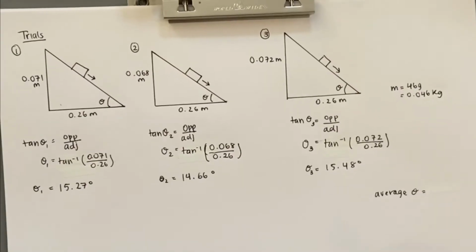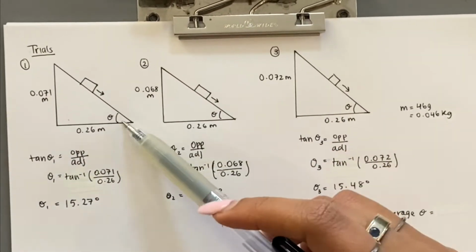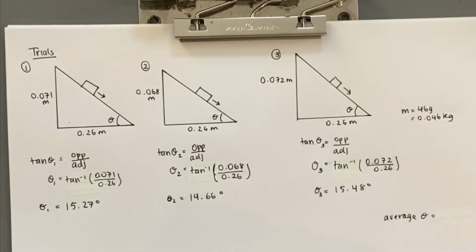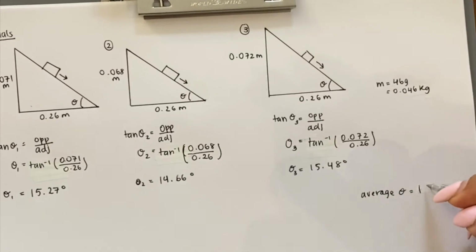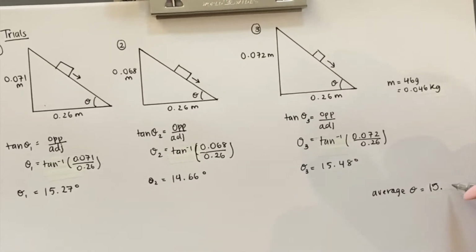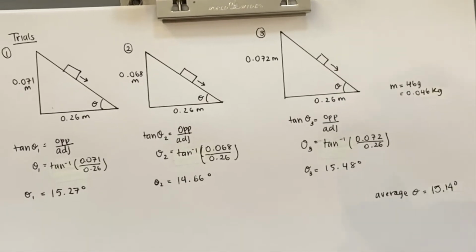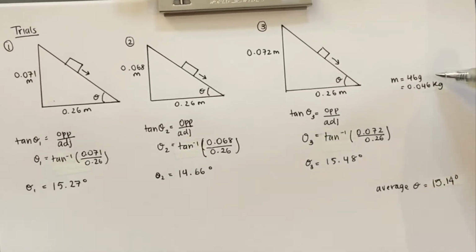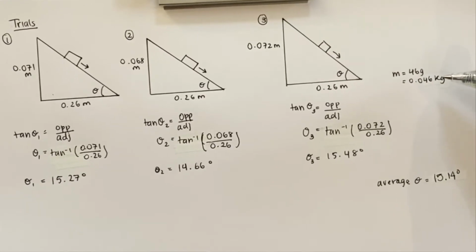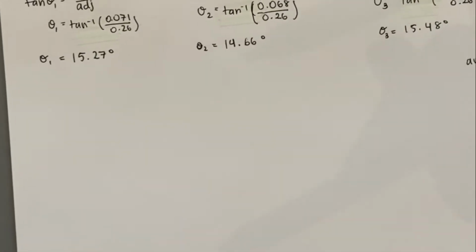From our trials, we found the opposite and adjacent lengths. Then we used the tan law to find the angle from each trial. Now we will find the average of these angles, which is 15.14 degrees. We are doing this so we have a more reliable measure of what the angle is. We also found the weight of the AirPods case to be 46 grams or 0.046 kilograms. So now we can go ahead and draw the free body diagram for the AirPods and their case. That way we understand the forces at play.